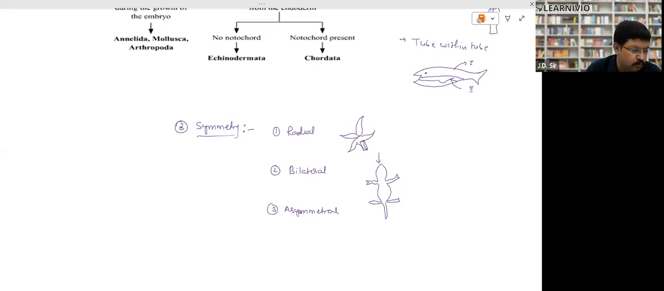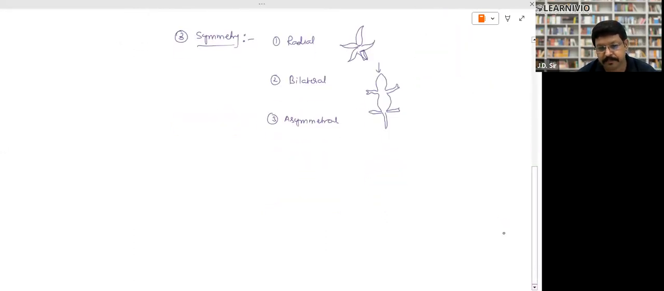Is there any more criteria? One more thing. Yes, segmentation. The fourth one, segmentation. Segmentation means the body is divided into segments or not divided into segments, right?